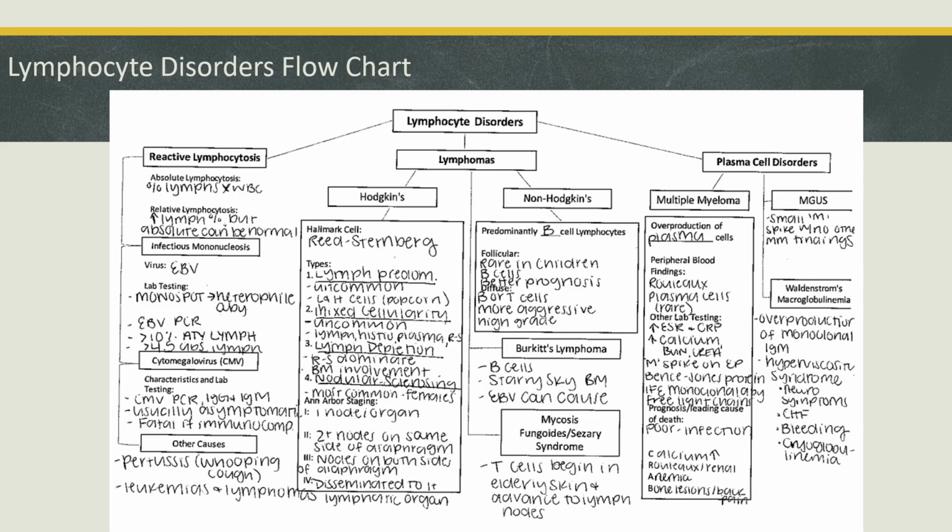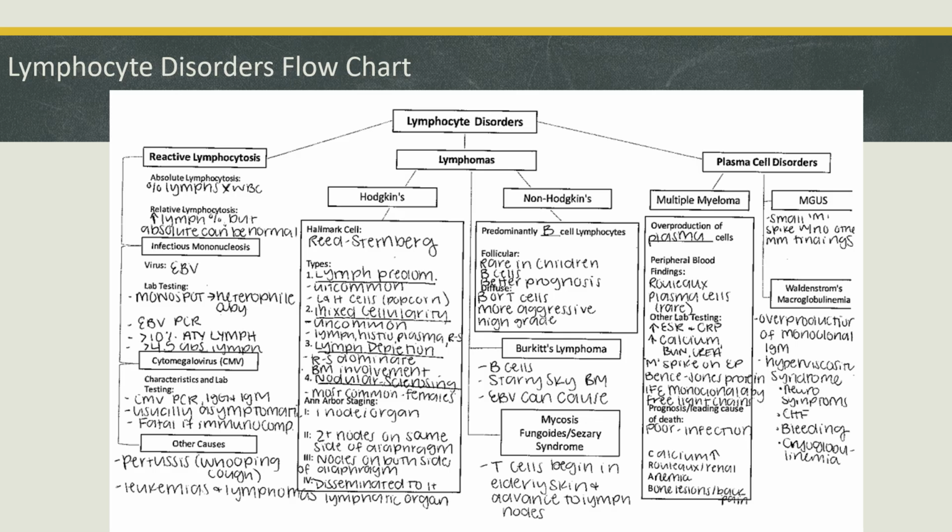Moving on, we have non-Hodgkin's Burkitt's lymphoma, which is also a population of B cells. It has a starry night appearance in the bone marrow, and there is a relatively high correlation of people who have had Epstein-Barr and then later on develop Burkitt's lymphoma. So there is an association. And then last but not least, our cell population in the mycosis fungoides or Sézary syndrome that typically begin in the elderly skin and then advance to the lymph nodes. So in that case, it starts in the skin.